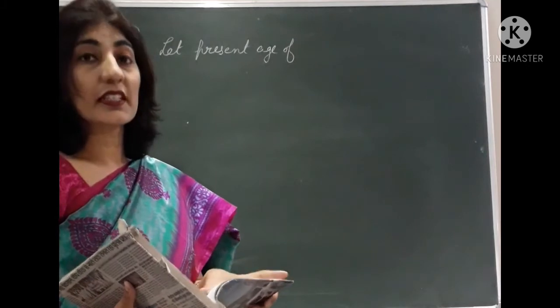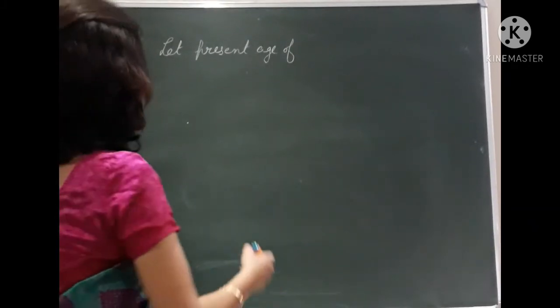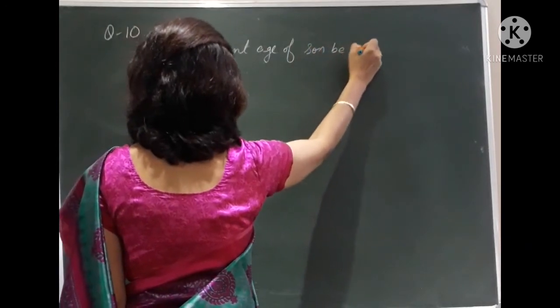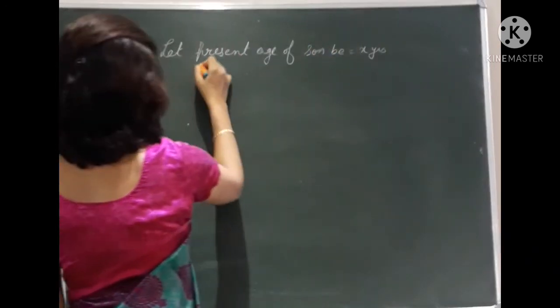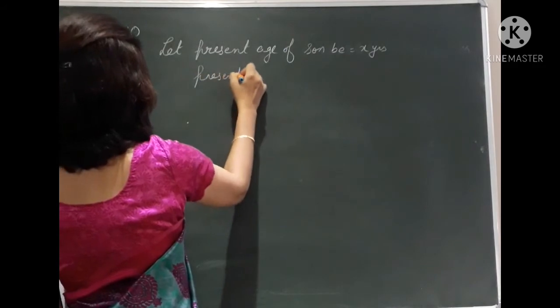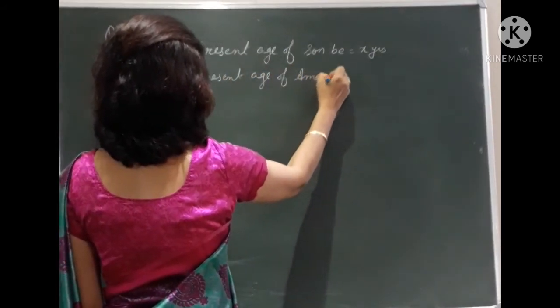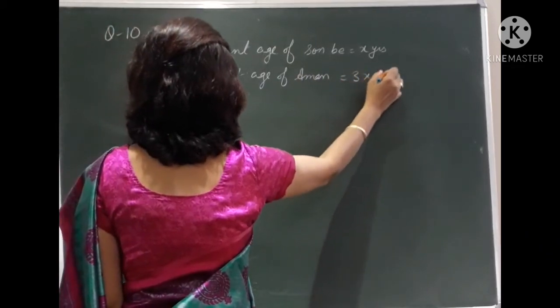Aman's age is 3 times his son's age. So if son is x age, so let the present age of son be x years. So present age of Aman will be 3 times, that is 3x years.